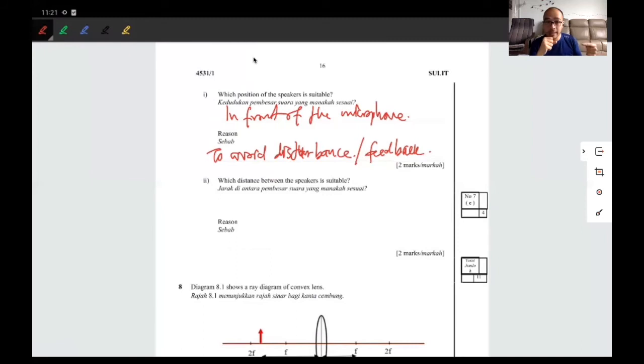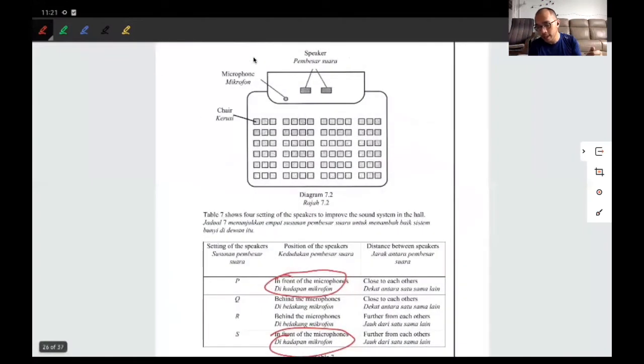That causes a disturbance, which causes the high pitch sound. So that's why we put the speaker in front of the microphone. The distance between the speakers: does it need to be near to one another, or further from one another?